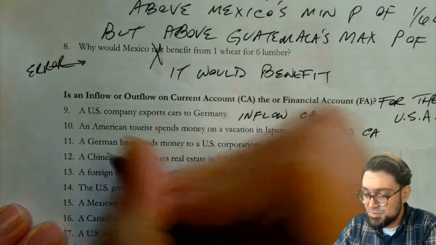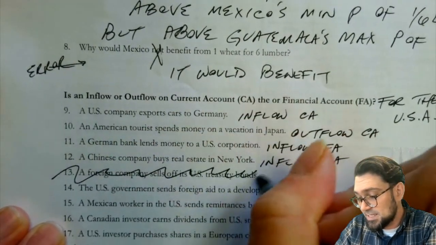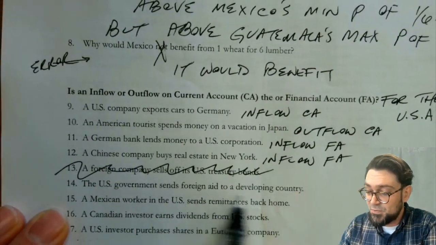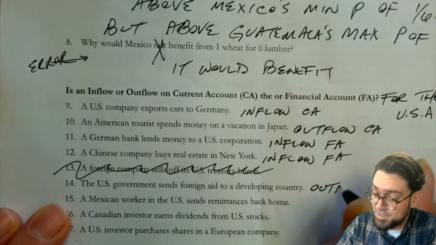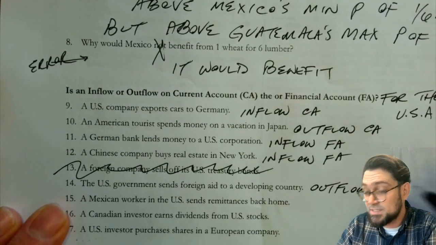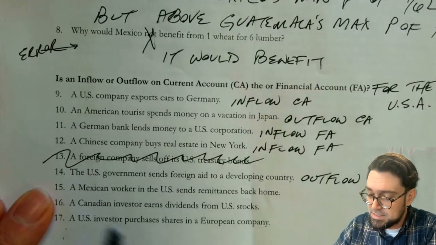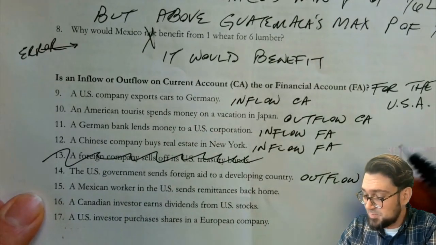Foreign company sells off treasury bonds. This one I'm not a huge fan of, so I'm going to cross that one out. Don't worry about it. U.S. government sends foreign aid to a developing country. That's an outflow. Money's flowing out of the United States on the current account because it's a transfer or remittance. A Mexican worker in the U.S. sends remittances back home.